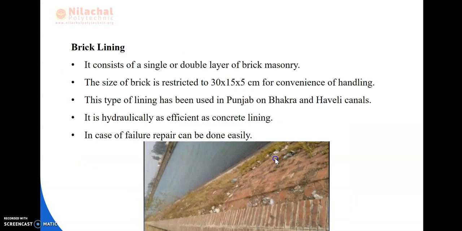Next is brick lining. It consists of a single or double layer of the brick masonry. The size of the brick is restricted to 30 into 15 into 5 centimeter for convenience of the handling. This type of lining has been used in Punjab on Bhakra and Haveli canals. It is hydraulically as efficient as concrete lining. In case of failure, the repair can be done easily. You can see here, if the failure occurs, this can be done easily.